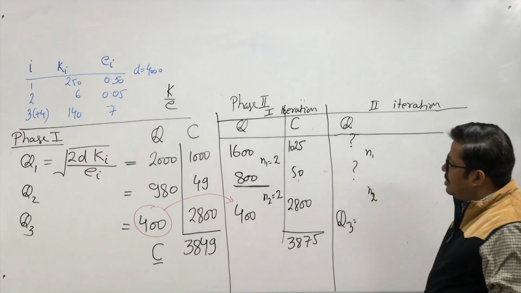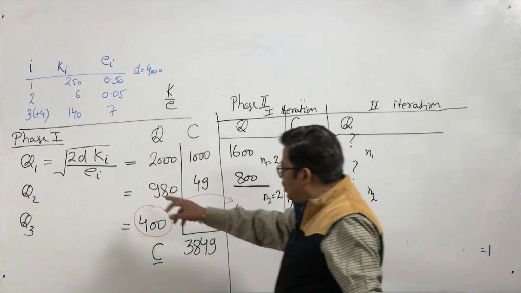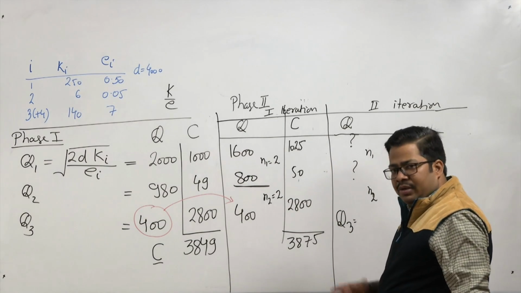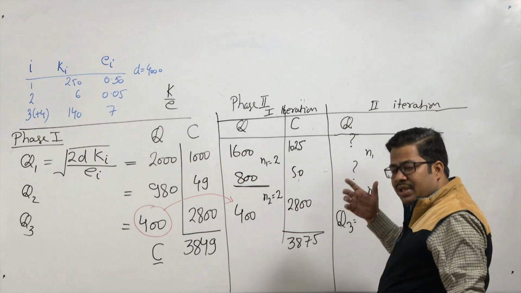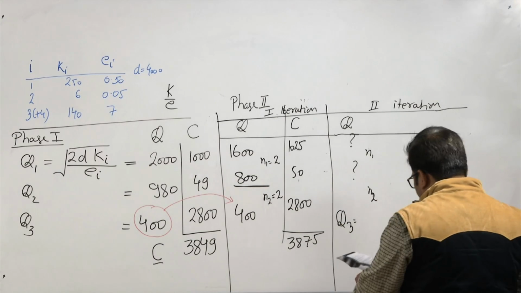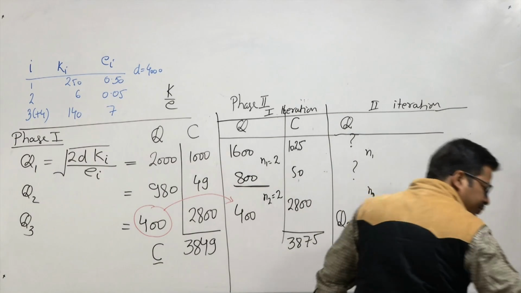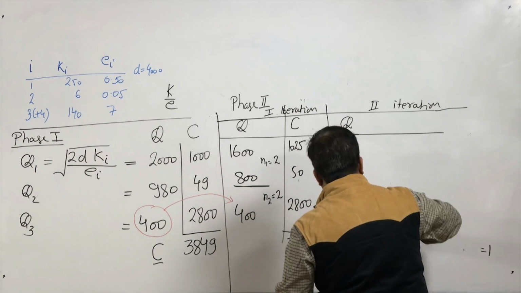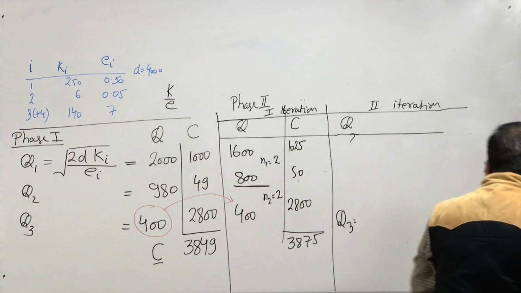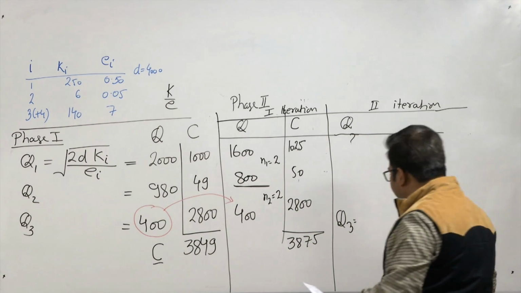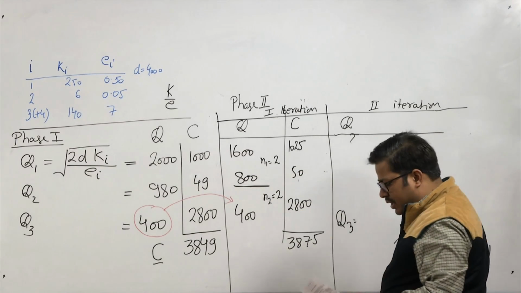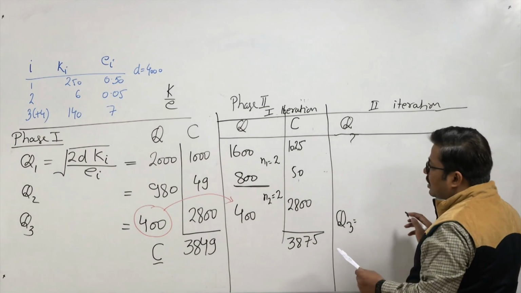Now, for that purpose we need to go back to this original formula of determining the inventory value EOQ, and using that formula we will determine the Q3 here. We are going to give you the formula directly, and on the basis of that formula you can apply the calculation.